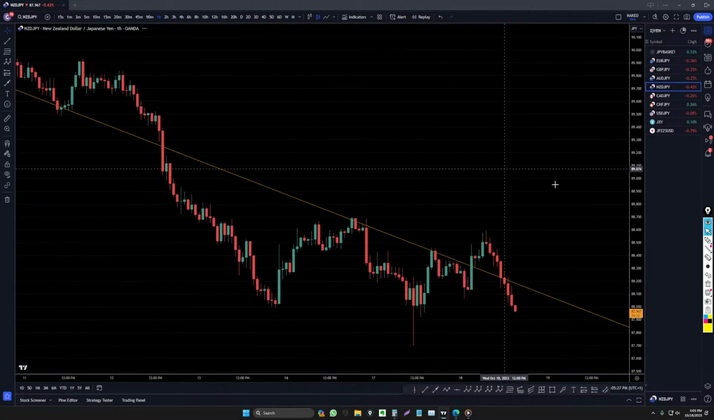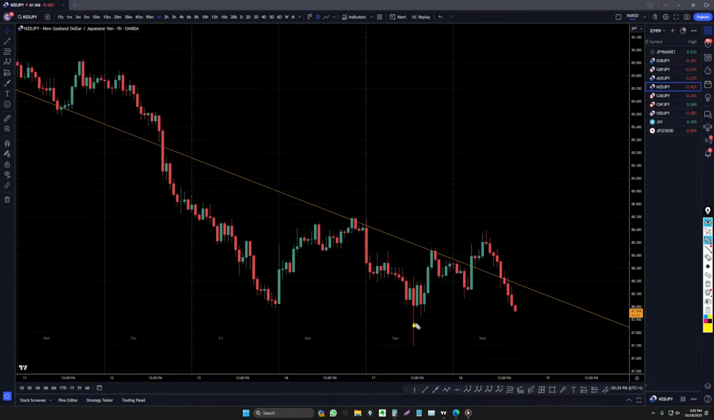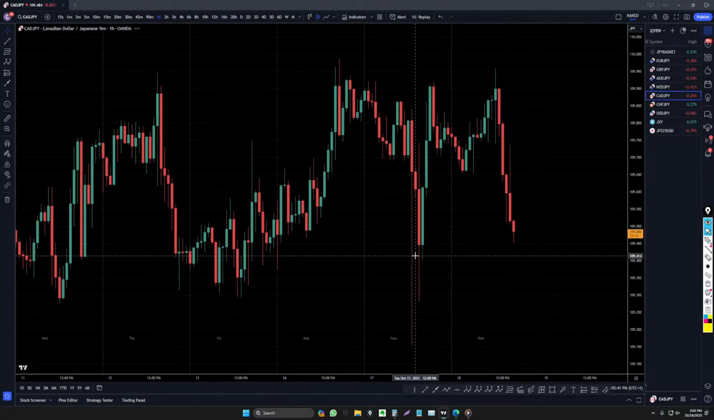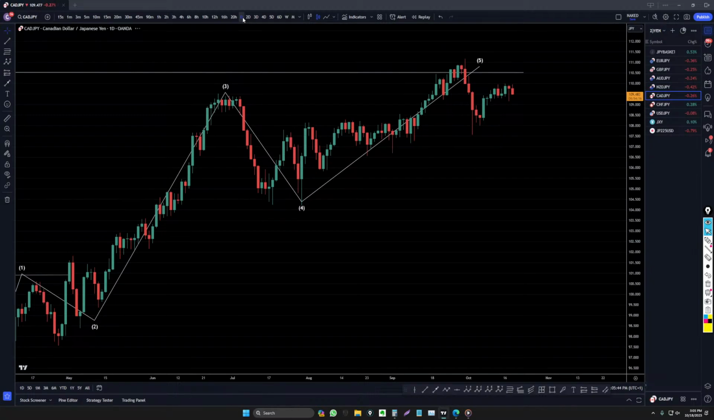Yeah, wow, we've had some nice entries. Look at that. That was an awesome entry today. 1, 2, 3 waves up, impulsive down. That was a very nice entry. 1, 2, 3 waves up, impulsive down. Another very nice entry. So I would definitely be looking for shorts. Ooh, the CAD yen today too had a nice entry.